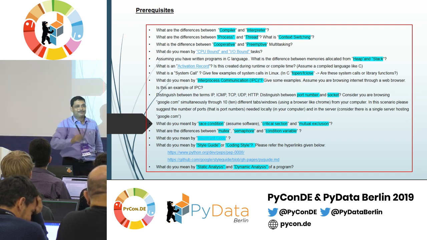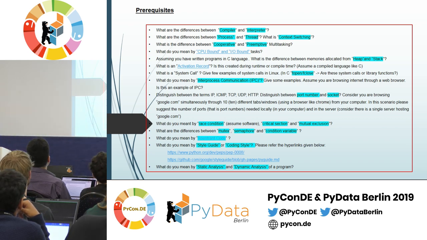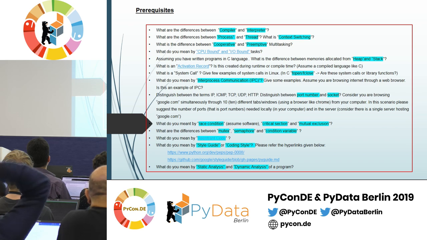Thank you. What's the difference between a process and a thread? And if this is clear, and we can answer this, then what is context switching next? Yeah, please.